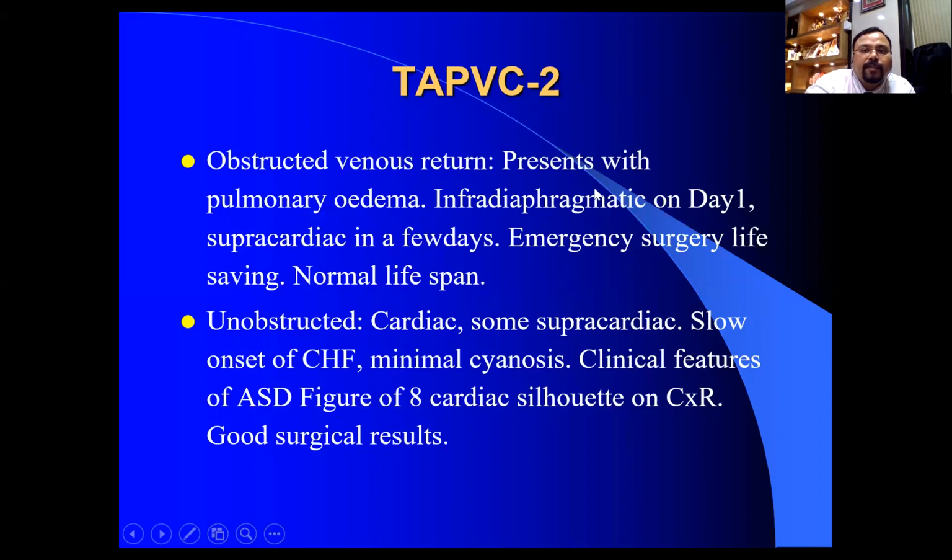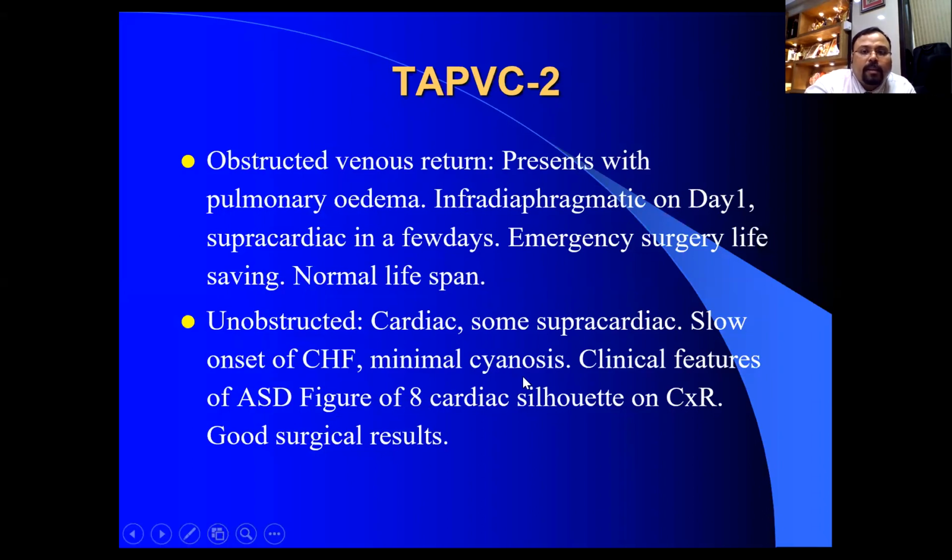Obstructed venous return will present with pulmonary edema, usually on day 1 in case of infracardiac TAPVC, and we'll have to send the baby for immediate surgery. After surgery, they will have a normal lifespan. Prognosis is very good. This is a single stage surgery, like TGA.